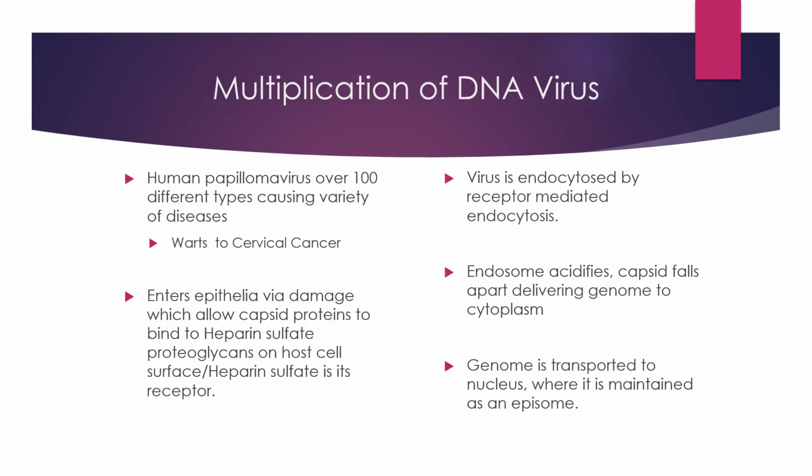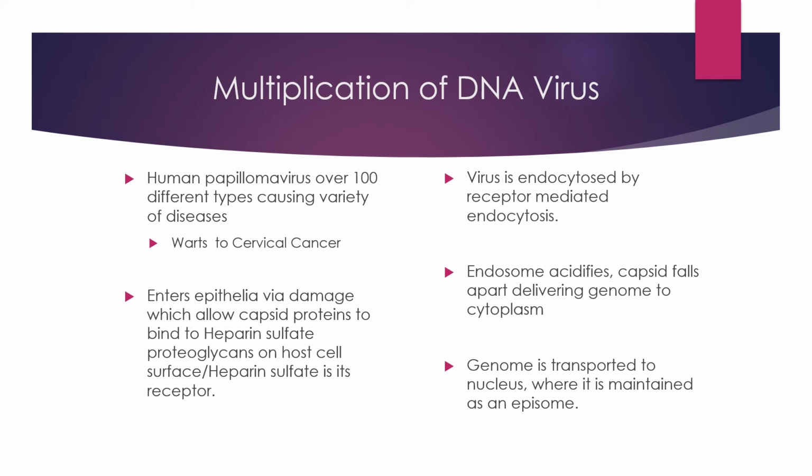We will use human papillomavirus as our example of a DNA virus. There are over 100 different types of human papillomavirus, and they cause a variety of different diseases, from warts that you might find on your skin to cervical cancer. The virus enters the human body via damage to your epithelial layers. This allows capsid proteins on the virus to bind to heparan sulfate proteoglycans on the host's cell surface. Heparan sulfate would be the receptor for this virus.